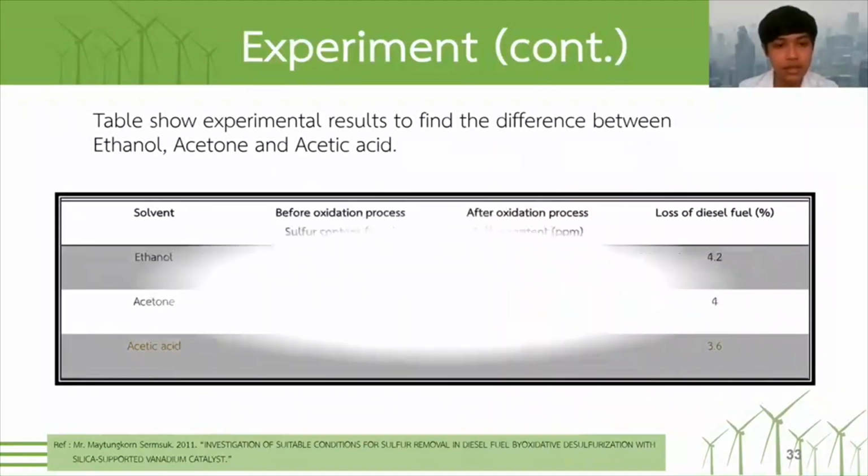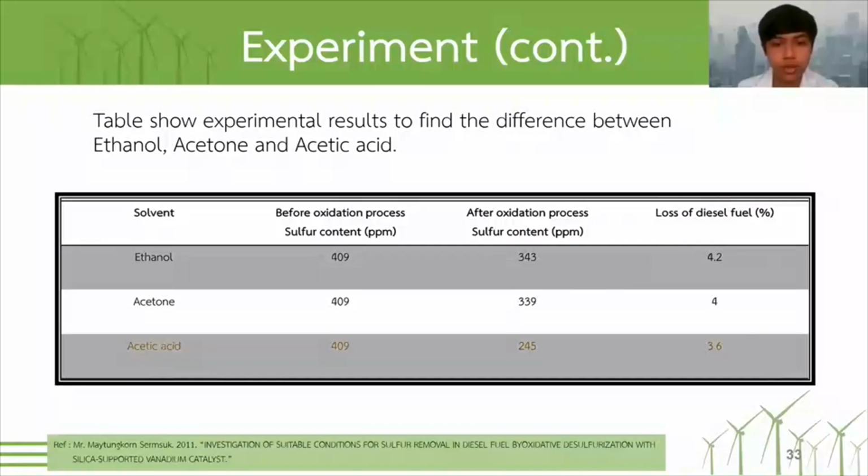As I said, for the first table, the variable that we vary is the type of solvent, and we keep the others constant, such as pressure, temperature, ratio, or time, to find which is the best type of solvent to remove sulfur. The result is acetic acid. It removes the most sulfur and leaves the least sulfur.